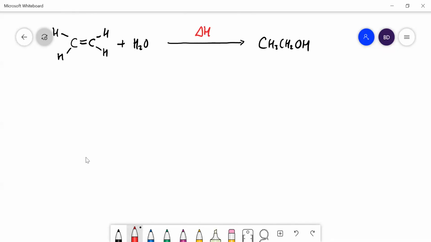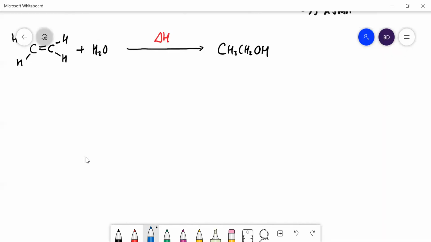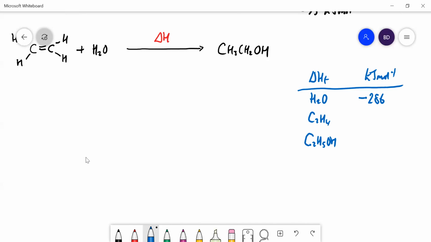They don't give us delta H combustion data this time. This time they're going to give us delta H formation data. I'll write it down here. Move over a little bit if I can. Yep, delta HF. So the 3 compounds we need to know for water, for ethene, and for ethanol. Water is minus 286 kilojoules per mole. Ethene is plus 52, so that's endothermic.